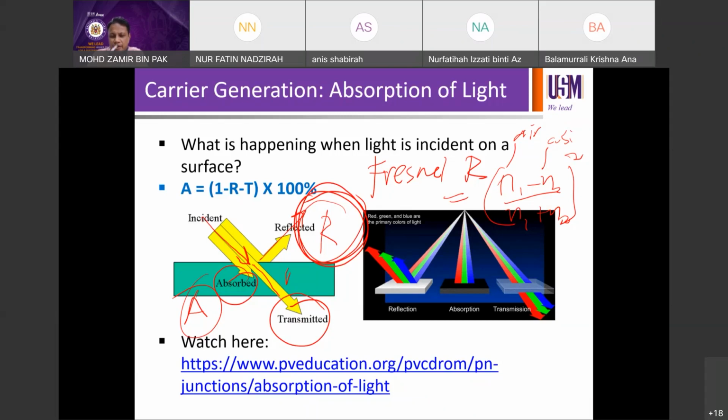Cool, 0.35, right? Any other numbers? Good. That's about 0.35 to 0.4, depending on the refractive index that you pick. If you convert that 0.35 to a percentage, that will give you about 35% to 40%.